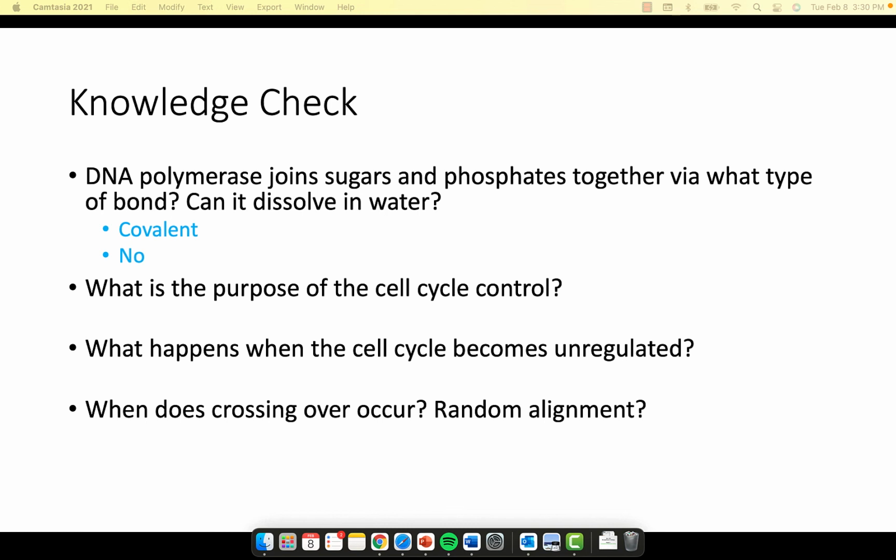What is the purpose of the cell cycle control? Well, that helps regulate cellular division. What happens when the cell cycle becomes unregulated? Cancer. And when does crossing over occur? Prophase 1 of meiosis. And what about random alignment? Metaphase 1 of meiosis. So don't memorize all the steps of meiosis.